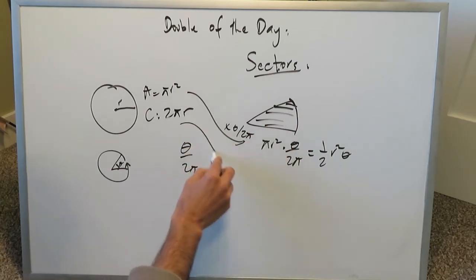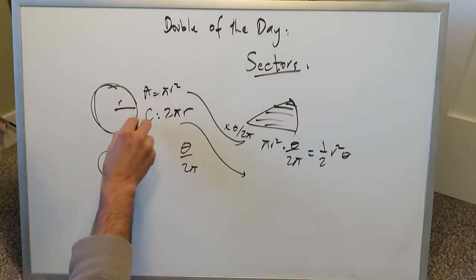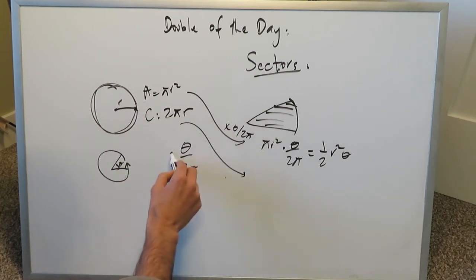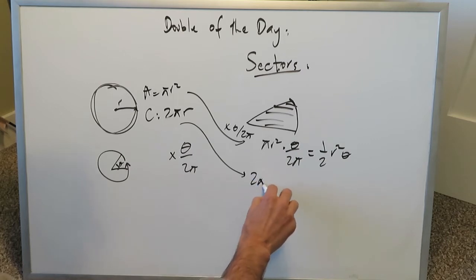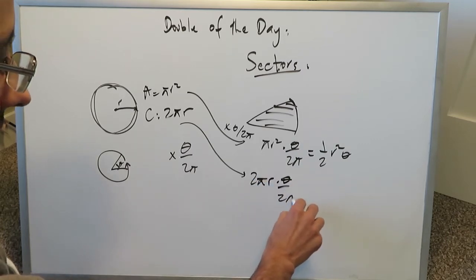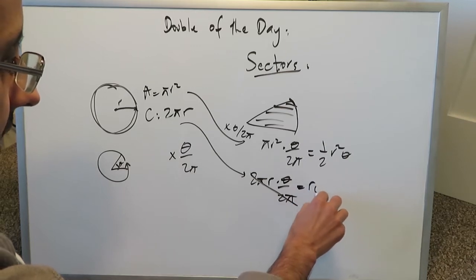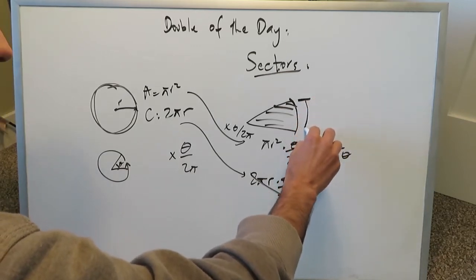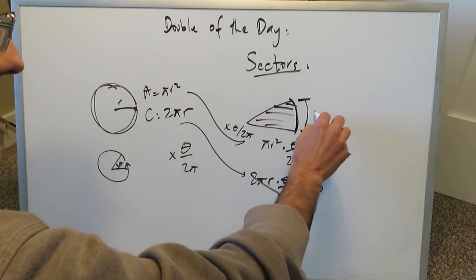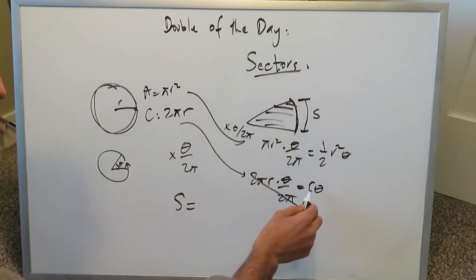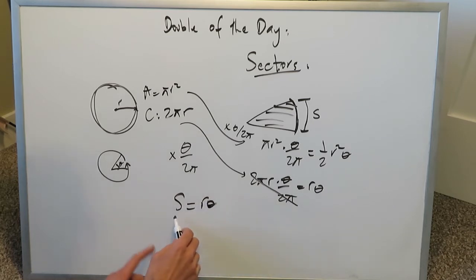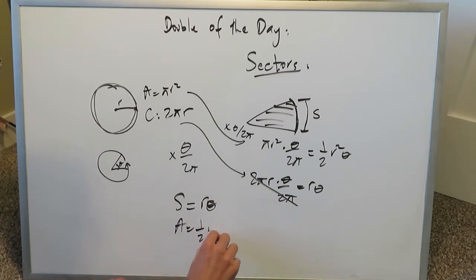Now, if you take the circumference, which measures the outer perimeter of a circle, and you multiply it by this theta over 2 pi, you'll get the arc length of a sector. Let's do that: 2 pi r times theta over 2 pi. The 2 pi's cancel out, and you get r theta. But what exactly is the arc length? It's the distance of the outer boundary of a sector. That's your arc length, and it's symbolized by S. S, the arc length, is always equal to r theta, and I've shown you that the area of a sector is equal to half r squared theta.